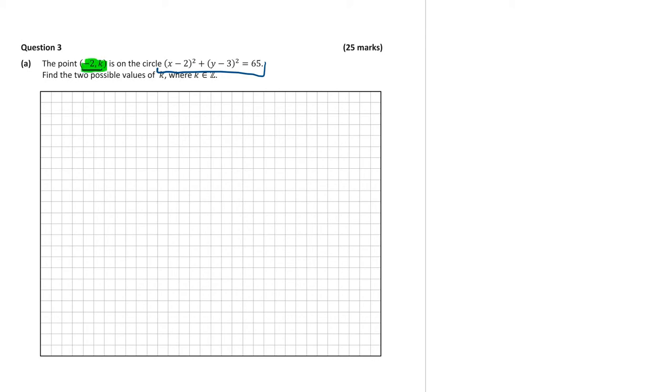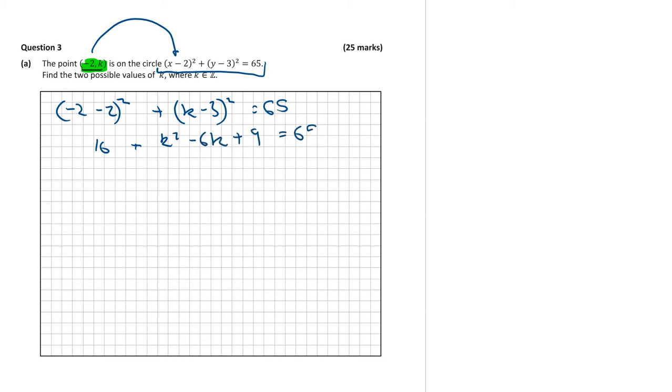Alright, so the point has an unknown k. Well, if the point is on the circle, then we can substitute it in for x and y. And we're left with minus 2 squared, so just substituting that x value in there, plus k minus 3 squared equals 65. So you're left with minus 4 squared, which is 16, plus k squared minus 6k plus 9 is equal to 65. So rearranging that, we've got k squared minus 6k minus 40 equals 0.